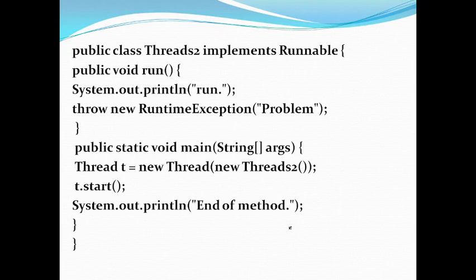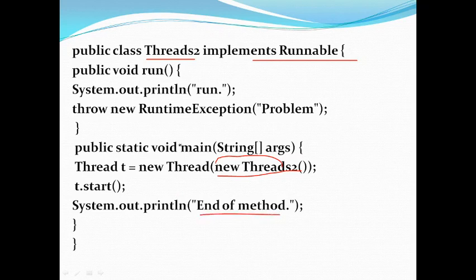The output of this particular program: I have mentioned Thread t = new Thread(new S2). Whatever runtime object is created, I am passing it to the Thread class. Why? Because here my S2 is implementing Runnable, so I need to pass my object as a parameter for the Thread class. If this program is executed, first we will get the statement "end of method".